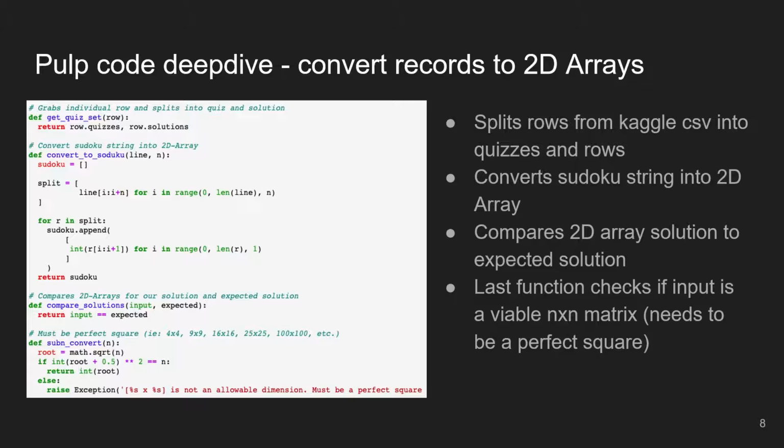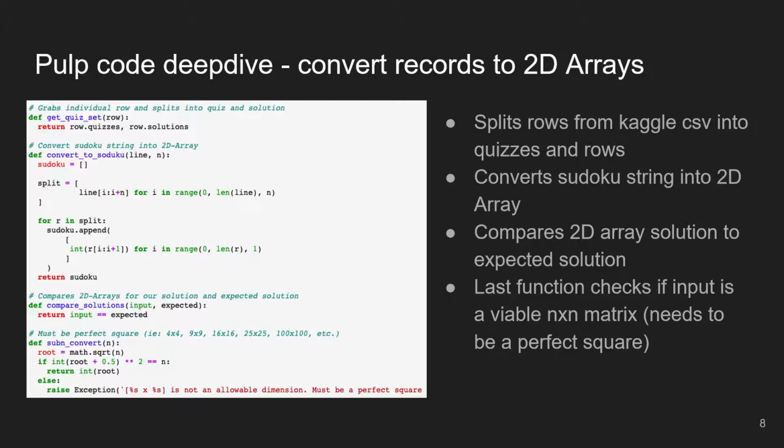validation and helper functions that actually really helped along the way with that use case. And so in the first function, we have just a very brief function that actually splits our Kaggle data set between quizzes and solutions.